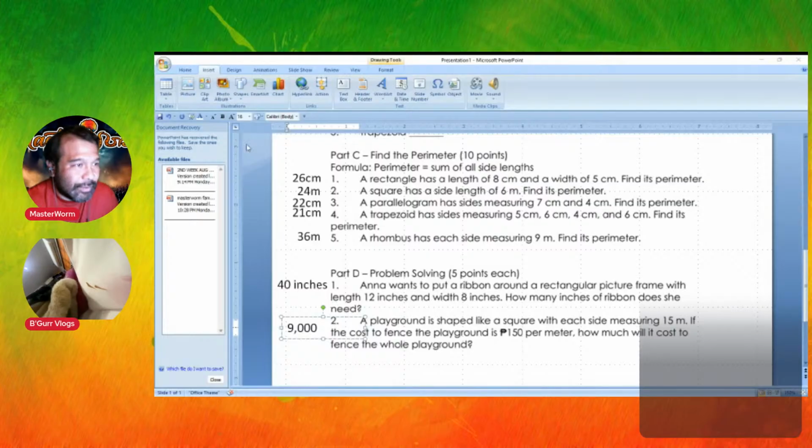So we're done already. We'll have to move now to Filipino. Bigger, we need to move to Filipino.